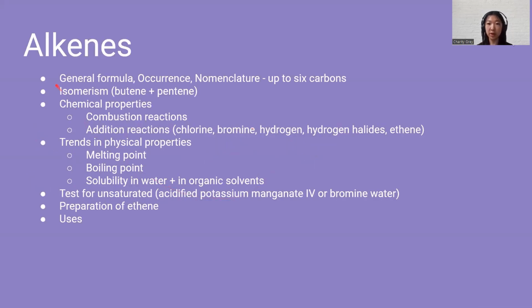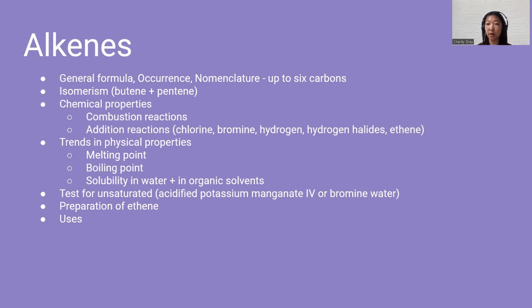So this is what you need to know for alkenes. You will need to know the general formula, the occurrence and nomenclature up to 6 carbons, but it's recommended you know more than that. If you know up to 10 carbons, it is very similar to alkanes, so you can very easily remember it. Then you also want to know isomerism, so things like butene and pentene isomerism.